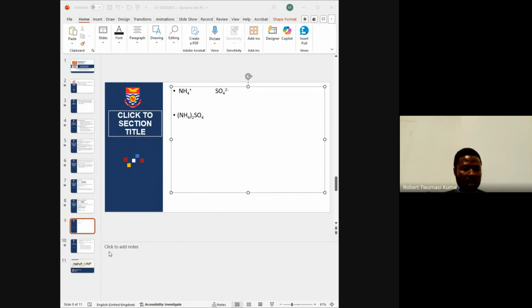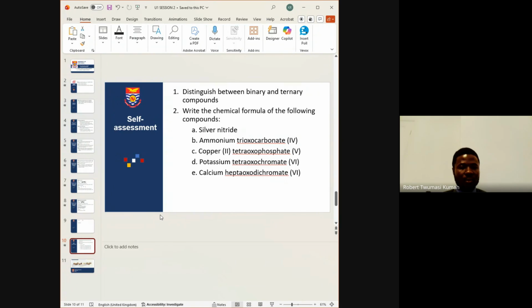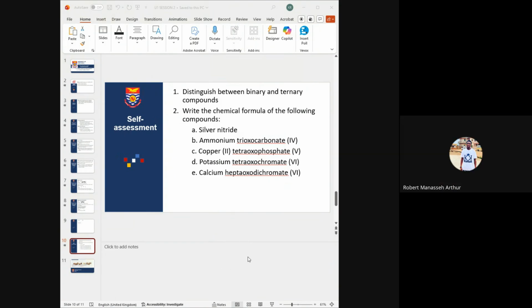Let's move on to the next session if there are no questions. But if there are questions, please ask and let's look at it. Are there any questions? Okay, Robert. Sir, please, per the definition that we had for the ternary compounds, I want to ask if carbon dioxide would still fit in that. No, carbon dioxide cannot fit into a ternary.